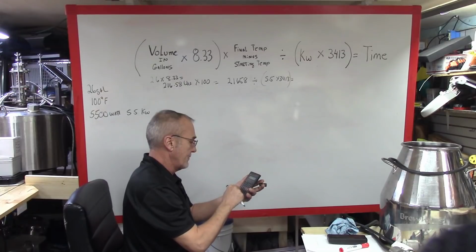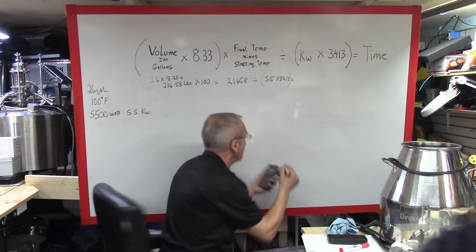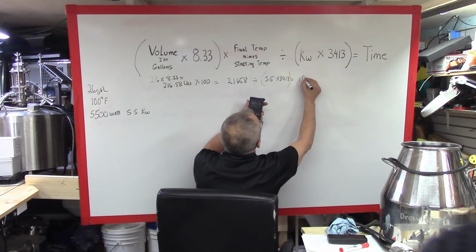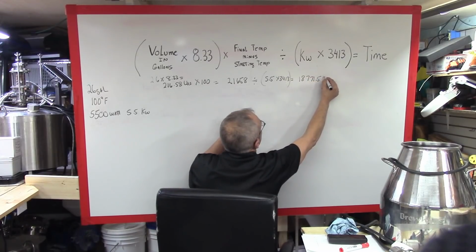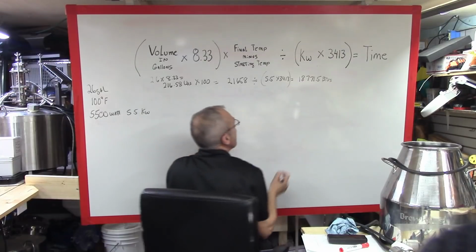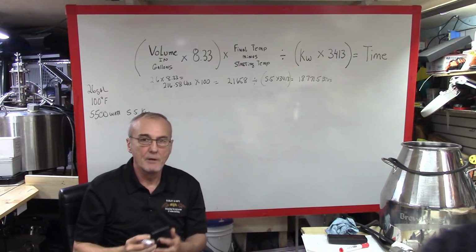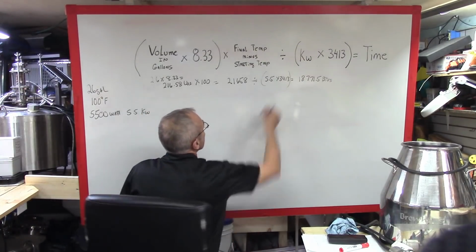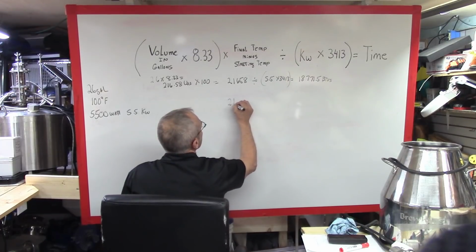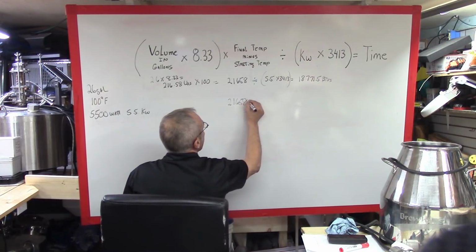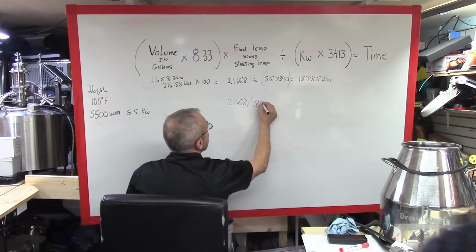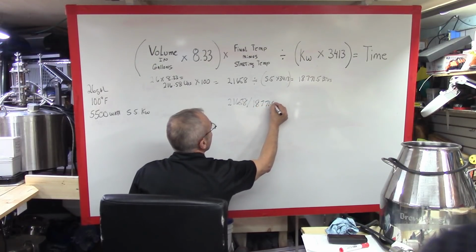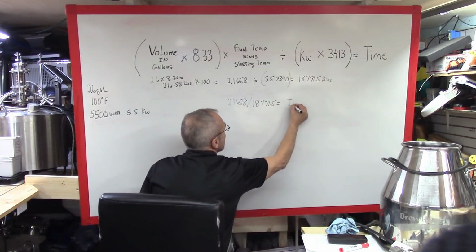5.5 times 3413 equals 18771.5 BTUs. That's how many BTUs that I can input. So if I take 21658 and divide that by 18771.5, that's going to equal the time.